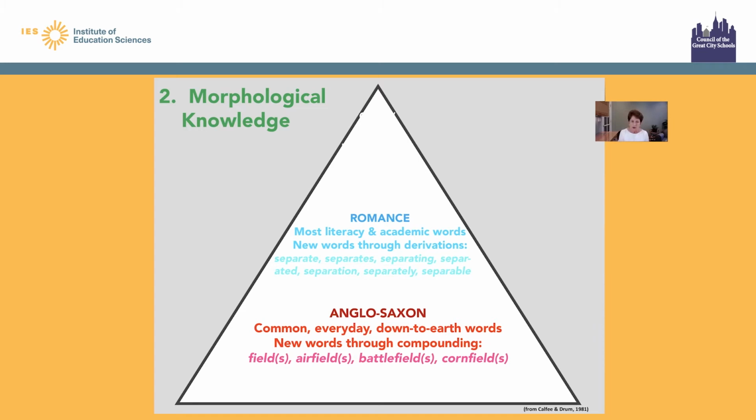You know, a word like field, if you think about battlefield, that is a place where we do battles. But an airfield is not just a field of air. Okay, so in Anglo-Saxon, new words are made by compounding. In Romance languages, they're made through derivatives, through prefixes and suffixes. So separate, separable, separation. And then to top off the pyramid, we have Greek and Latin words. These are words that are typically technical and appear in many languages. It's a different form of compounding than in the Anglo-Saxon. So here you're seeing like the word graph.